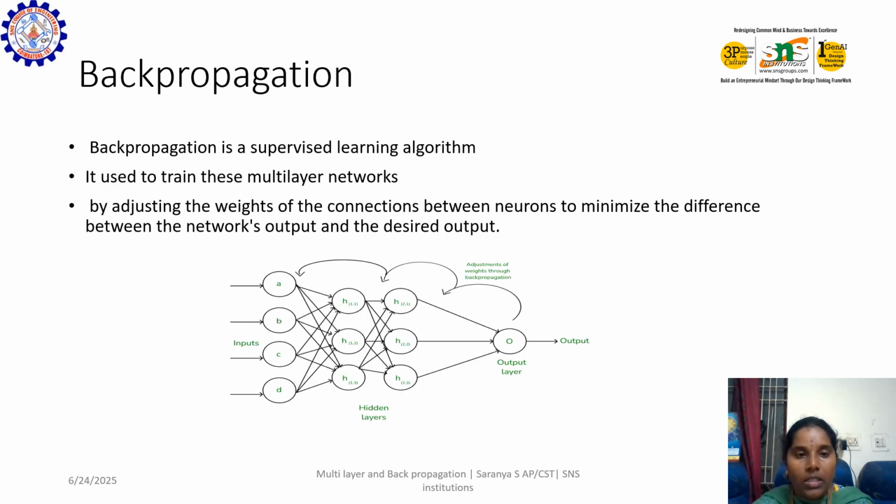The next one is backpropagation. Backpropagation is a supervised learning algorithm. It is used to train multi-layer networks by adjusting the weights of the connections between the neurons to minimize the difference between the network's output and the desired output.